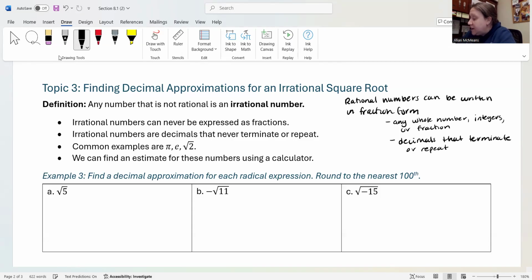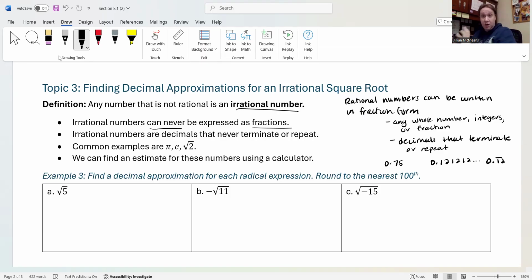So a terminating decimal would be something like 0.75. It just terminates at the 5. There's nothing after that. Repeating decimals could be like 0.12, or we would say it's 0.12 with an overbar over the part that repeats. Those are considered your rational numbers. Any number that is not rational would then by default be irrational. So what we need to know is irrational numbers can never be expressed as fractions. Okay, so that means they're always decimals, but they're specifically decimals that never terminate and never repeat.